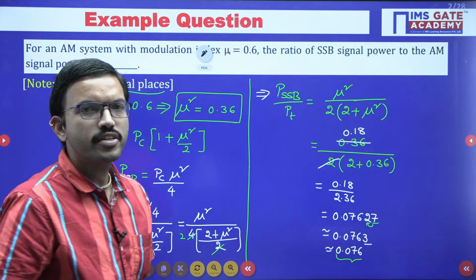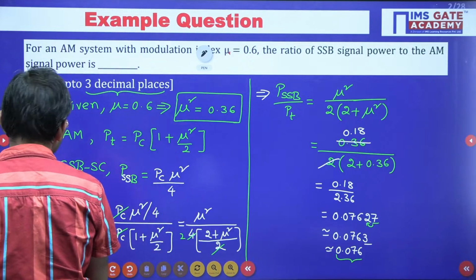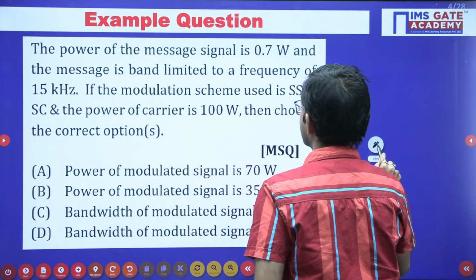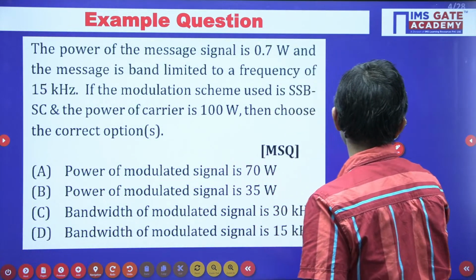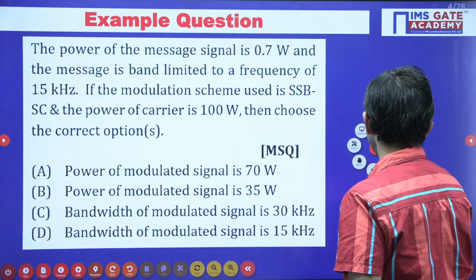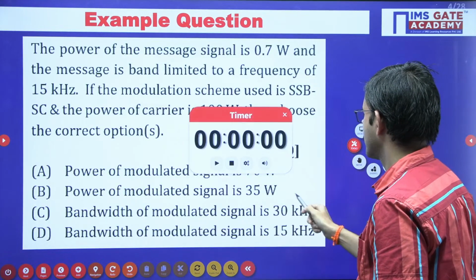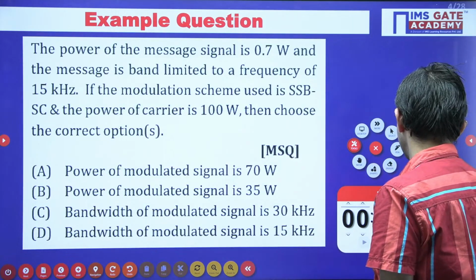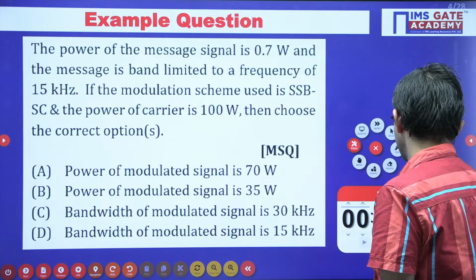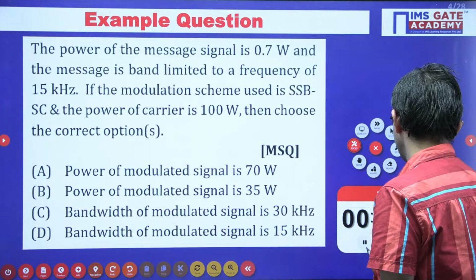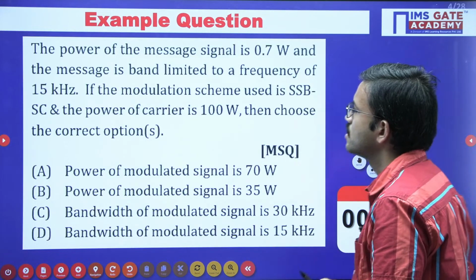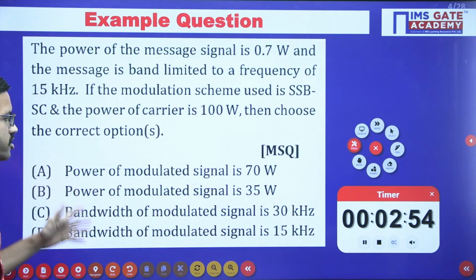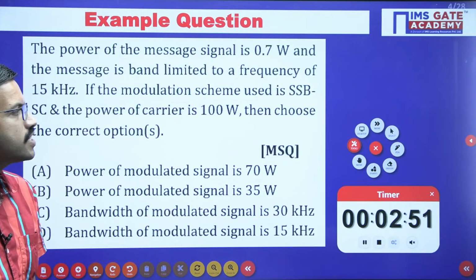I hope it is clear for everyone. So now let us see the next question. All of you give a try. This is the MSQ. Either one option or more than one option can be correct. Whatever 4 choices you are having, among these choices whichever are correct you can choose.